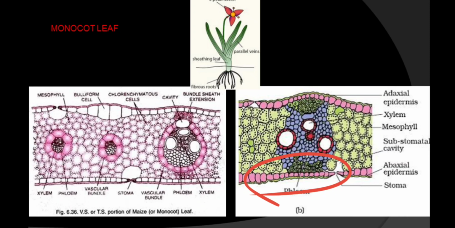Okay, and another thing you will see here is that the mesophyll cells are undifferentiated. They are not differentiated into palisade and spongy mesophyll. Right guys, so this is all about the monocot leaf.